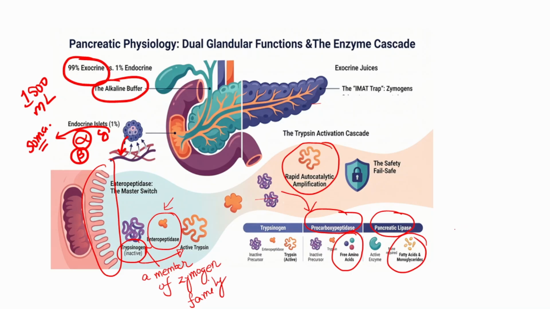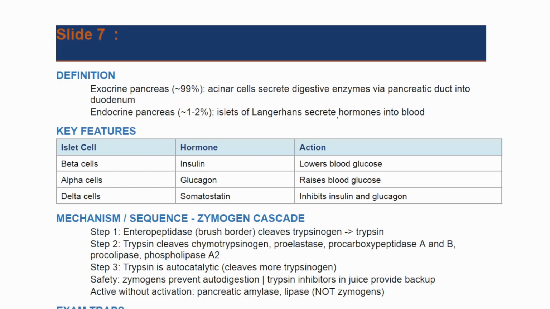Now let's shortly recap the sequence again to have a comprehensive concept. First, the inactive trypsinogen is activated by enteropeptidase, and this active trypsin starts a chemical cascade that further activates other enzymes. And in the final step, this active trypsin undergoes rapid autocatalytic amplification, which activates more trypsin, and the cycle goes on and on like this. Having mapped out this entire structural and mechanical layout, let's jump to the anchor slide.